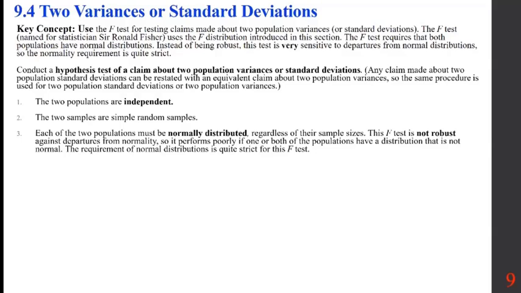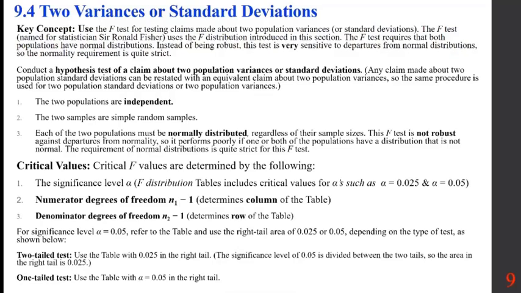This F-test is not robust against departures from normality, so it performs poorly if one or both of the populations have a distribution that is not normal. The requirement of normal distributions is quite strict for this F-test. You are dealing with the same concept as you have been before. SRS, independent, normally distributed. In short, simple random sample, they must be independent, they must be normally distributed. Critical values. Critical F values are determined by the following. The significance level alpha. F distribution tables include critical values for alphas such as alpha equals 0.025 and alpha equals 0.05.